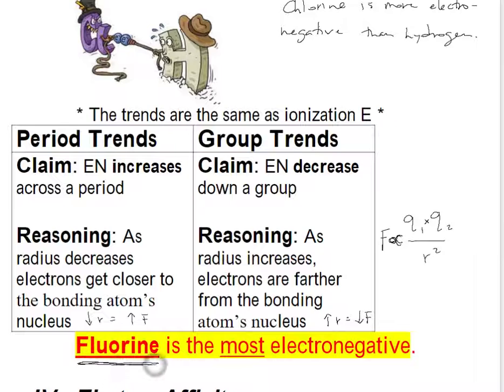It is a crazy reactive element that will steal electrons from literally anybody you put it with, because it is the smallest radius to charge ratio. It has the greatest charge. Fluorine has 9 positive protons in the center, and also it's teeny, teeny, tiny. So it has 9 positives, and they're very small, so it has the greatest attraction for electrons of all the elements.